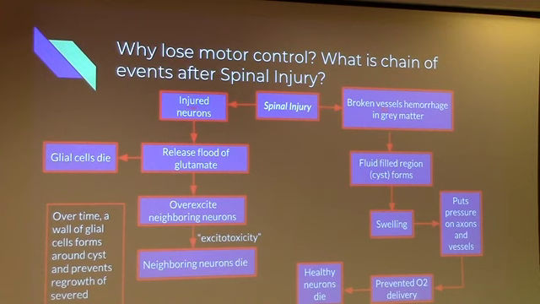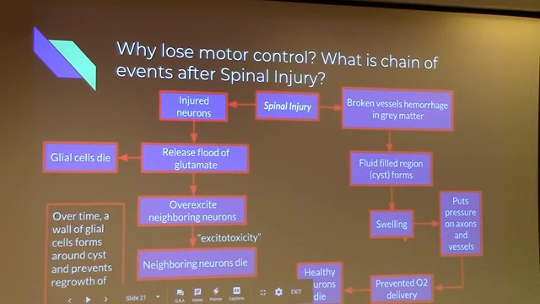Now, alternatively, what happens to the healthy neurons? How are they impacted? They're impacted as a result of the broken vessels that hemorrhage in the gray matter. Since they're hemorrhaging, blood's coming all the way out, and a fluid-filled region called a cyst forms, which leads to swelling.